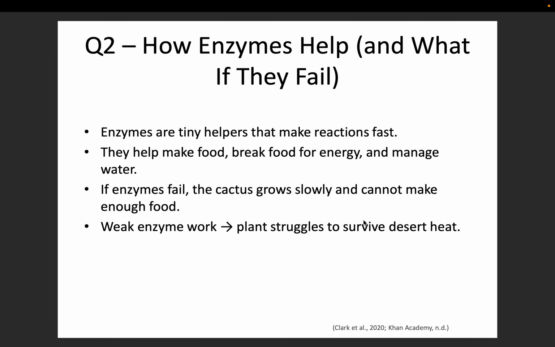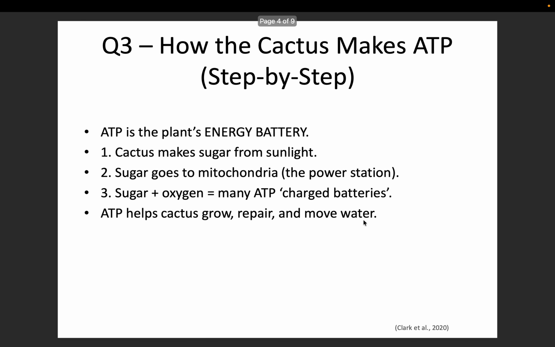If the enzymes fail, the cactus grows very slowly. It cannot make enough food. It struggles to survive in the hot desert. Imagine a factory where all the workers are sick, nothing gets done. That's what happens to the cactus without enzymes. So enzymes are really important for the cactus to stay healthy and strong. Okay, let's move to the next slide.